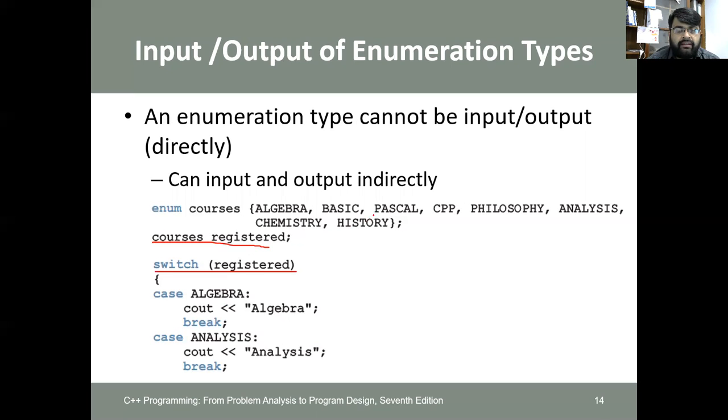And for input, we know that already, either you need to specify the exact value directly, so courses registered is equal to algebra, or the other way would be to basically use a static cast and then use an integer with it.